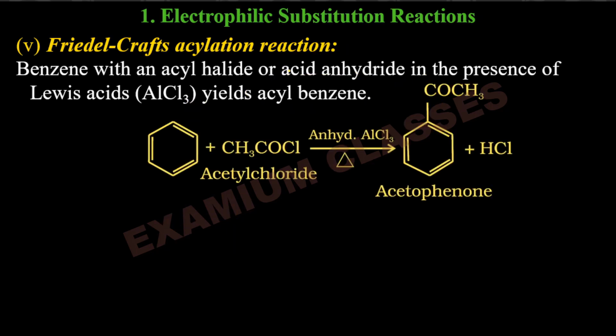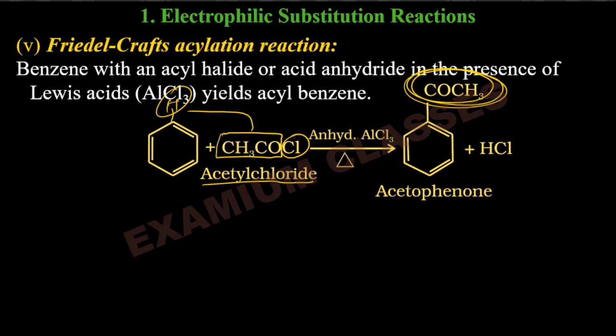So the reaction here will be like this. Here I am using acetyl chloride. Acetyl chloride is an example of acyl halide. This is the acyl group RCOCl, and this group will replace hydrogen from here and will get attached, COCH3. This is known as acetophenone.